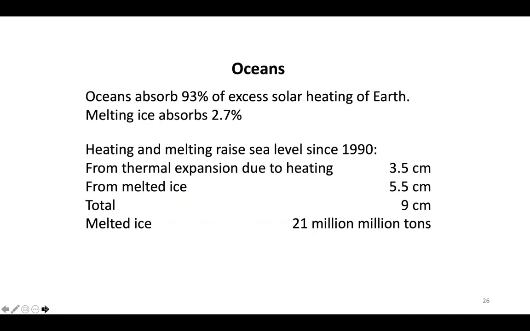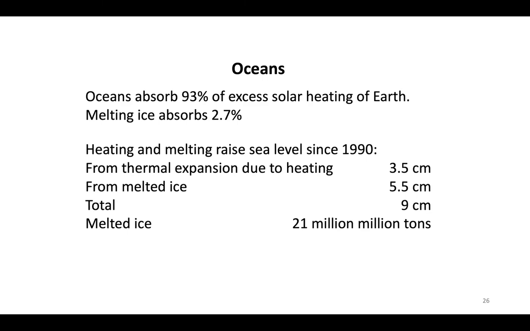The last thing that one can point out on the oceans is that, as said earlier, they absorb nearly all the heat, about 93% of the heat. Melting ice only absorbs 2.7%. Those two effects raise sea level in two different ways.